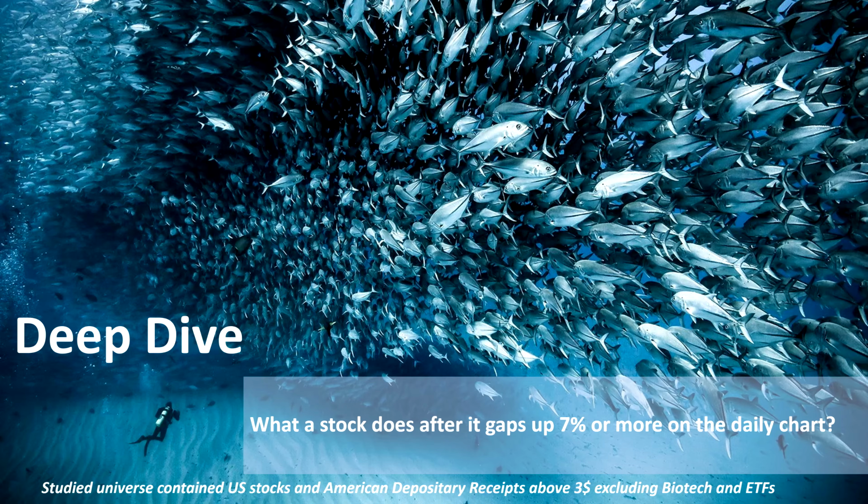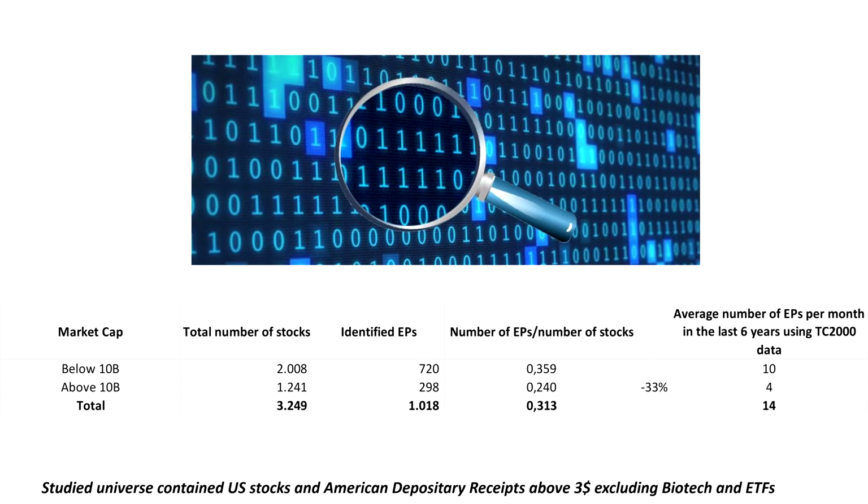When studying the stock, doing the deep dives, the universe contained the US stocks and ADRs above $3, excluding biotech and ETFs. So that was what I have for the study. And here is how it looks in terms of numbers. I studied a total of 3,249 stocks.